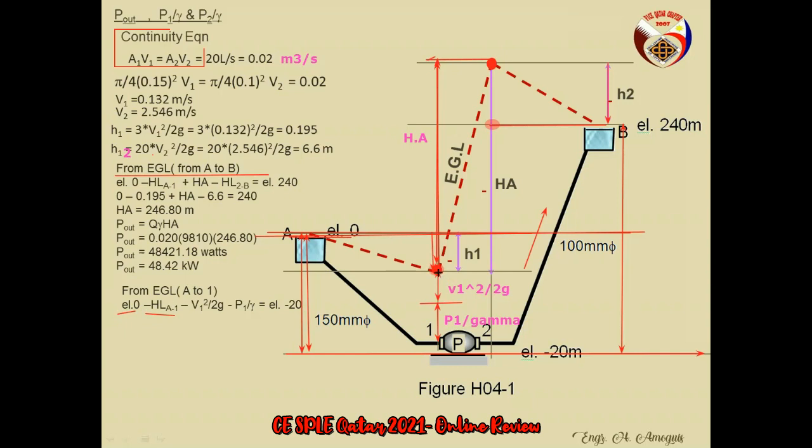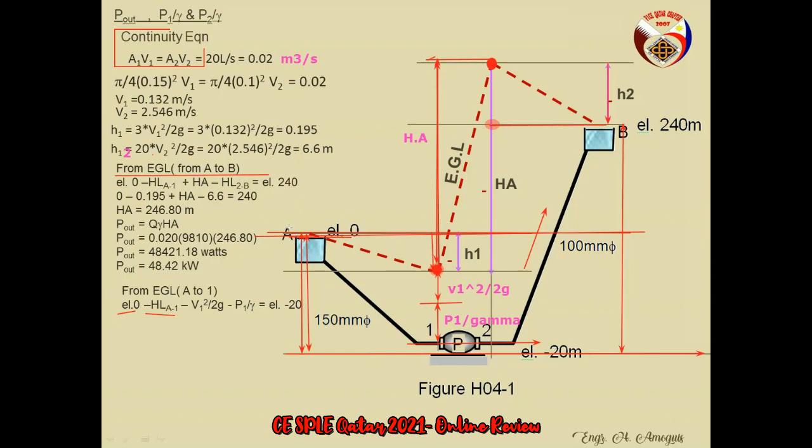Okay? That energy level, kung gusto pang bababa, minus ka pa ng V1 squared over 2g, then minus ka pa ng P1 over gamma. So, nasa level ka na ng, saan ka na level? Nandito ka na sa level ng pump. Tama? And this level of pump is this elevation minus 20. So, equals mo na sa minus 20. Tama? Ganun lang siya. Ganun siya ka-simple. So, sinusundan mo lang yung energy grade line. So, at A, wala siyang velocity.